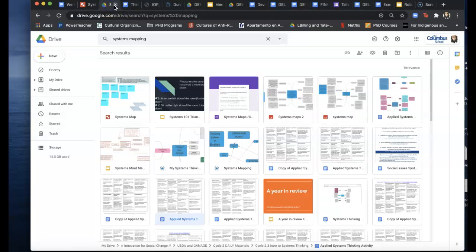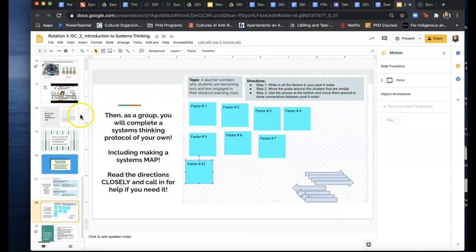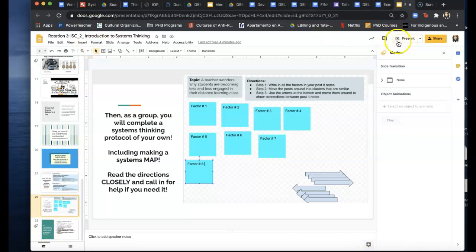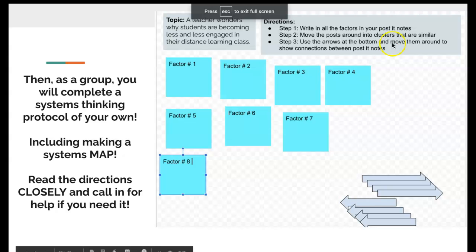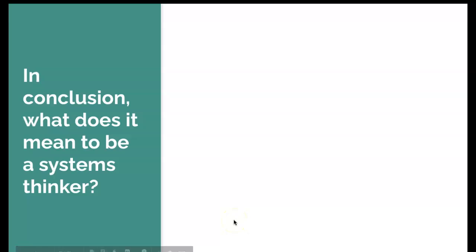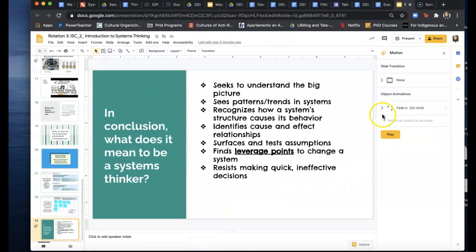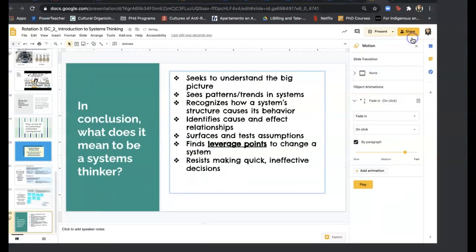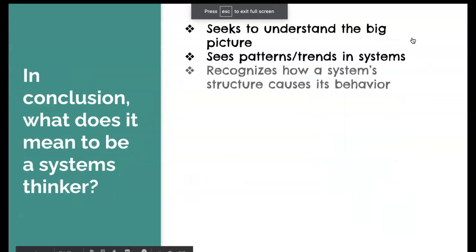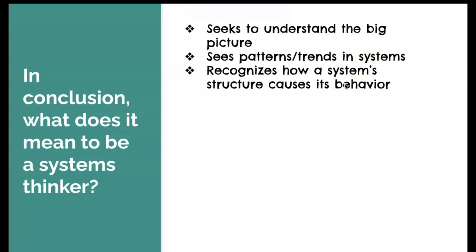After they do that, you might close with these notes. All right, guys, so that activity was intended to help you see the mapping process, see the connections between things, and that's really what it means to be a systems thinker. You understand big pictures, you see patterns and trends, you recognize how a system is actually part of the behavior. You know, the non-systems thinker just says, oh, I'll punish the kids.